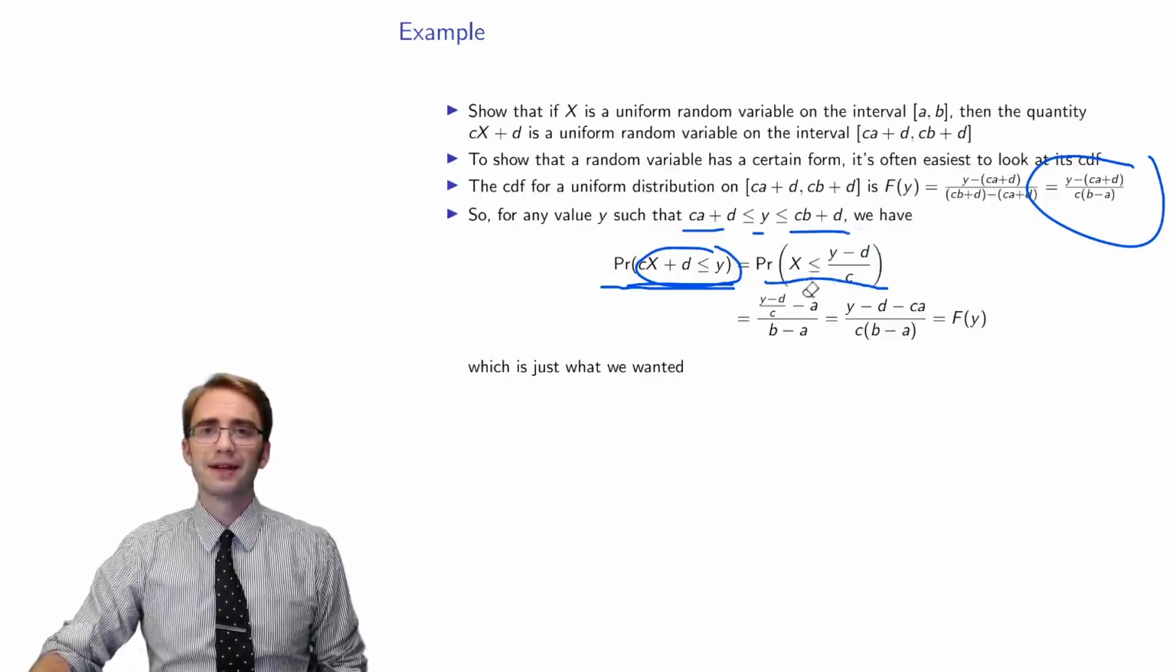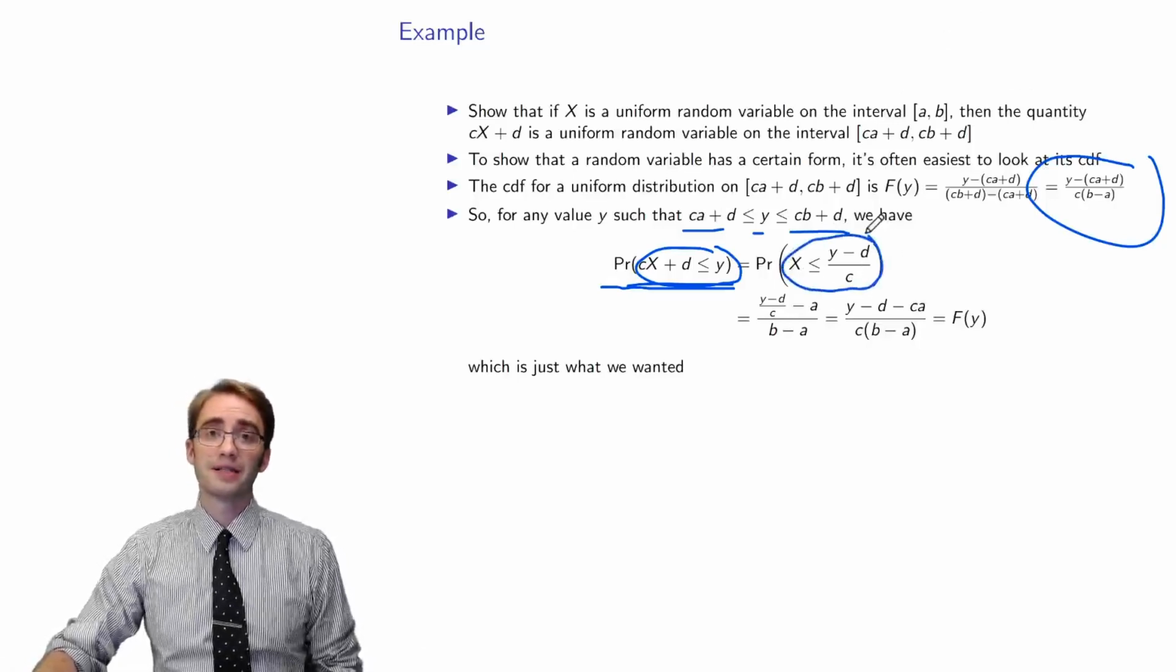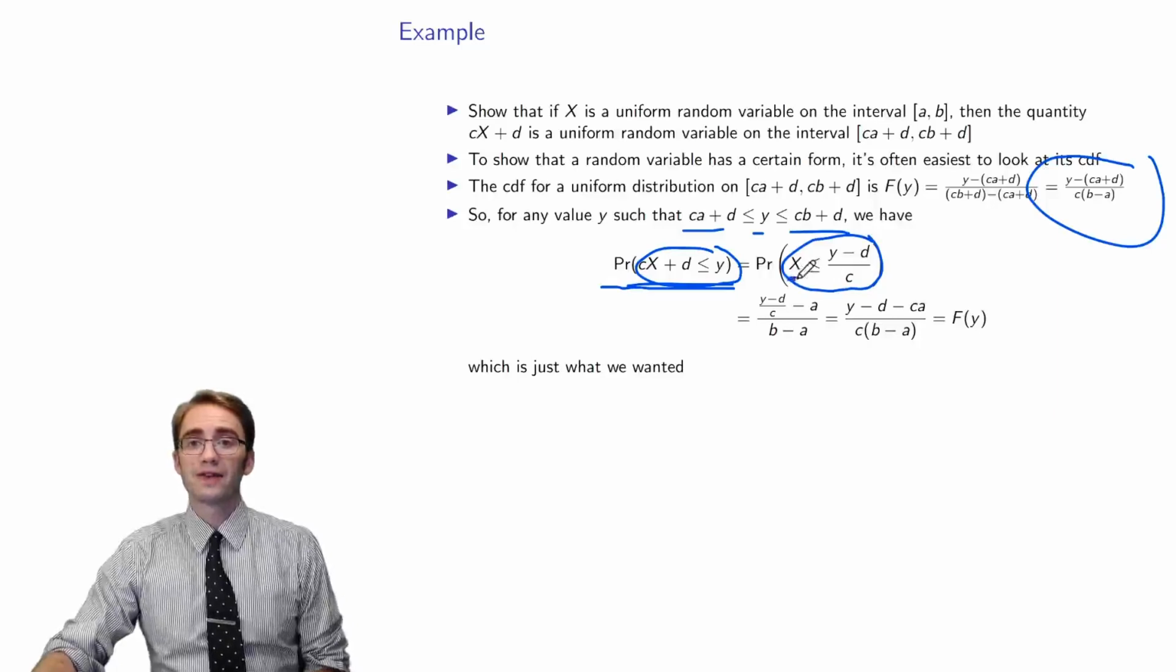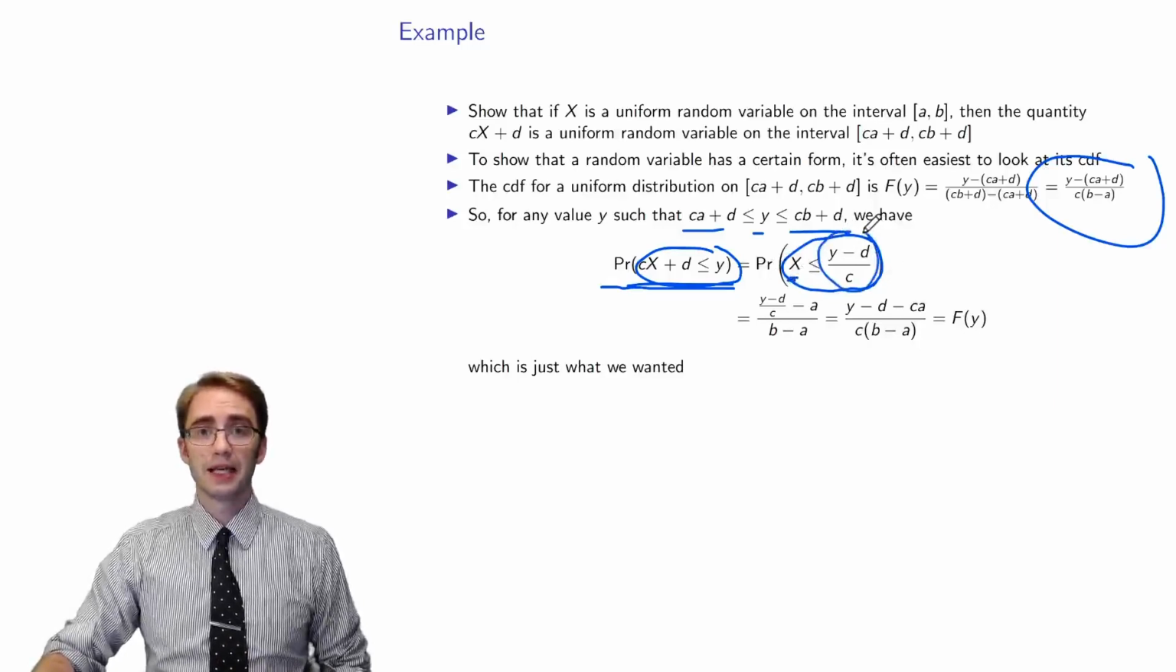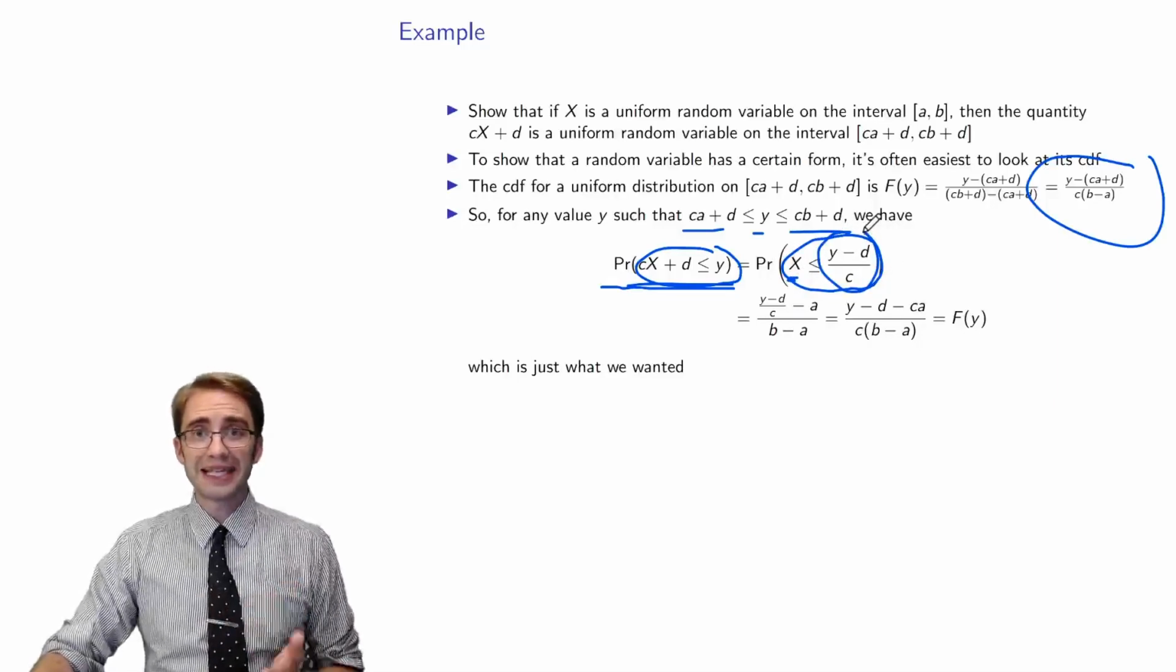What is the significance of me rewriting it this way? I've now got x is less than or equal to the quantity y minus d on c. I've got an x on this side. This is saying, what's the probability that x is less than or equal to this thing? That is the value of the CDF for x evaluated at this point. So I evaluate the CDF for x at this point, and again, this is a place where I should skip back and show you where this expression comes from. Let me do that now.